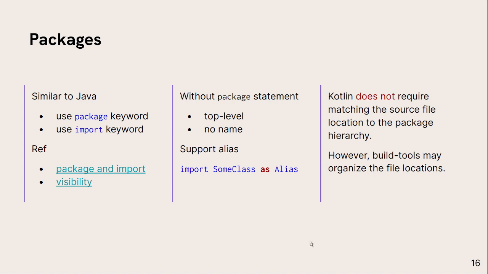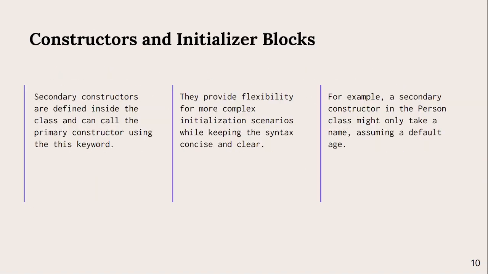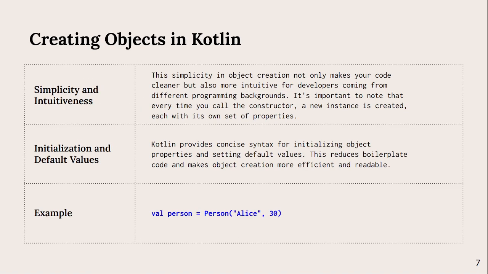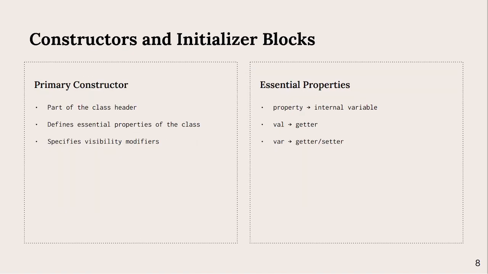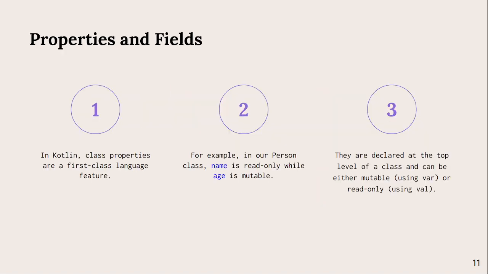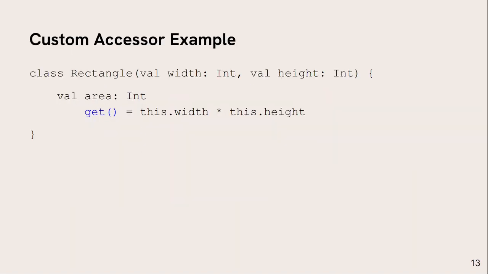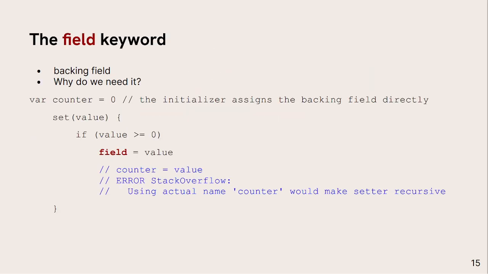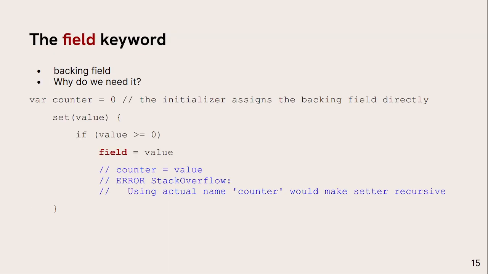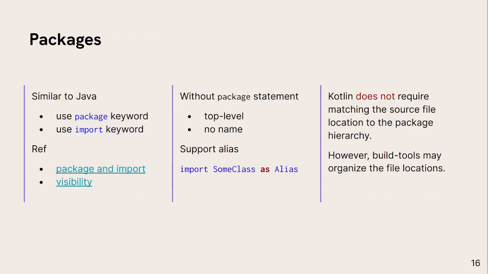So this is a pretty long topic. We went through the definition of a class and how to create an object, the constructors, the initialization blocks, and finally we talked about the properties, how to customize the accessor functions with the field keyword, and the packages.